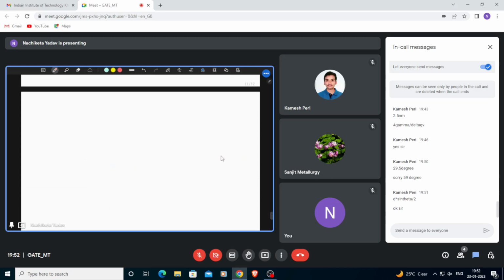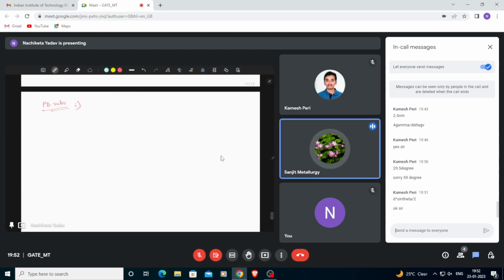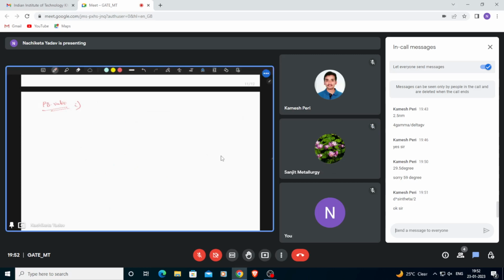Okay then. Do you know PV ratio? What is PV ratio? Volume of the metal consumed, you can say. Volume of oxide formed by volume of metal consumed. So there will be many conditions, like if PV ratio is less than 1.